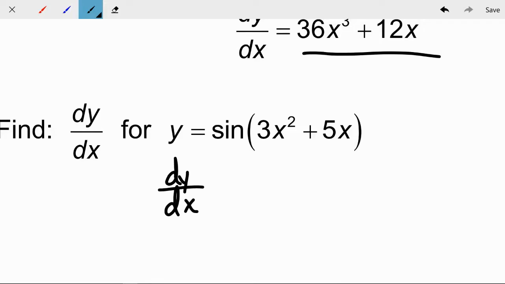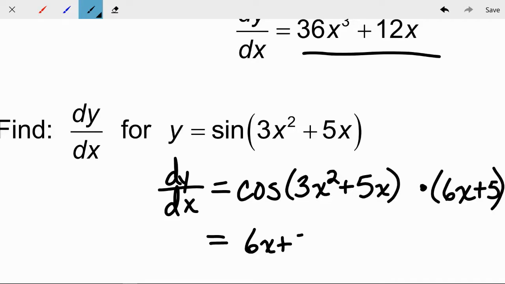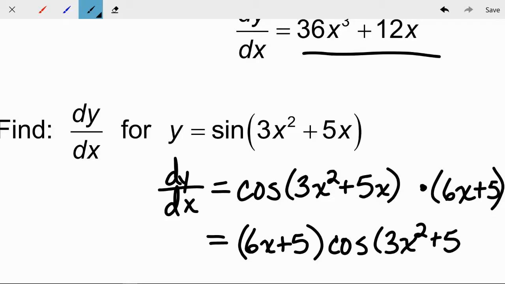The way you can think about this is if I had sine of u, I would take the derivative of sine, which is cosine. So I'm going to have the cosine of that expression, and then I'm going to multiply that by the derivative of the 3x squared plus 5x. That would have been our u. So this gets multiplied by 6x plus 5, and that's really my derivative. Typically, we would write this in a different order to make it clear what the 6x plus 5 is multiplying: 6x plus 5 times the cosine of 3x squared plus 5x. So that would be my derivative.